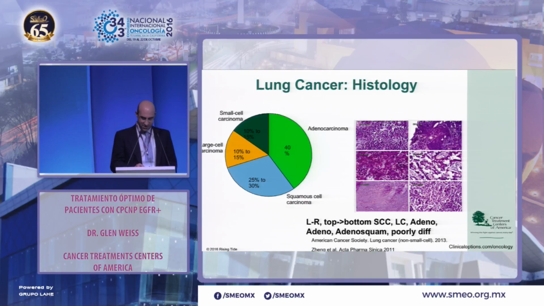So to give you just an overview, I know you had an earlier talk on some biomarkers, but I just want to cover that lung cancer is divided into different histological subtypes, and adenocarcinoma is the most common type, followed by squamous, large cell, and then small cell lung cancer. Going from top to bottom, you can see some of the H&E staining for these various types of tumor.